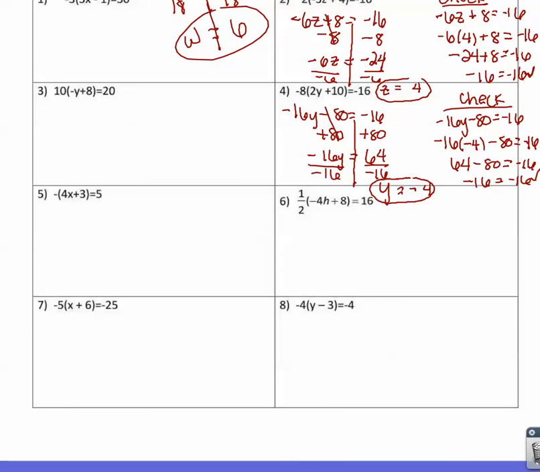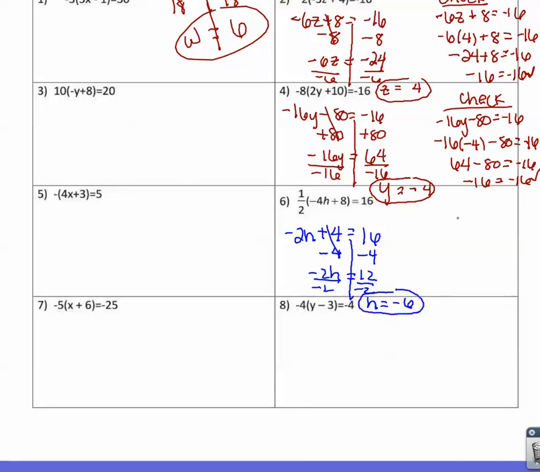On number 6, 1/2 times negative 4h is going to give you negative 2h. 1/2 times 8 is going to give you 4 equals 16. Solve your two-step equation. So you're going to get h equals negative 6.